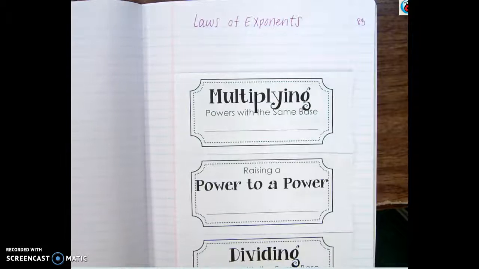All right, so today, guys, we're learning about the laws of exponents. If you're in Math 8, you can go ahead and title pages 82 and 83, Laws of Exponents. And if you're in Math 1, you're going to title pages 96 and 97, Laws of Exponents. So this is the same lesson for both classes. They'll just be on different pages in your notebooks. Okay? So let's go ahead and get started.